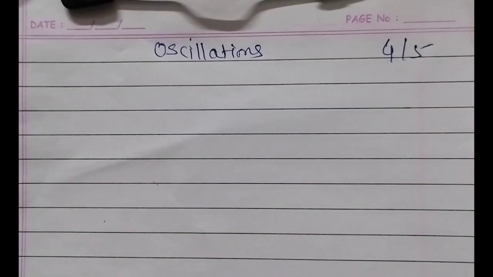We are dealing with the chapter Oscillations, on which 4 marks will be compulsory, questions will be for 4 marks and 5 marks with options. तो start करते हैं हम derivation से.